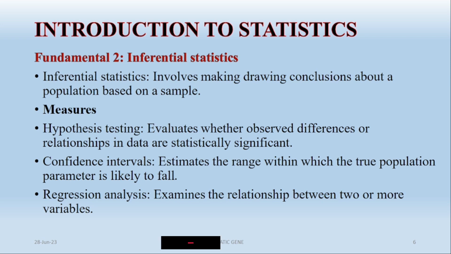Then you can also do a regression analysis to arrive at an inferential conclusion. So this is where you examine relationship between two or more variables. For example, you can try to examine the relationship between a person's education level and their income level. That you could do a regression analysis for you to arrive at that conclusion.